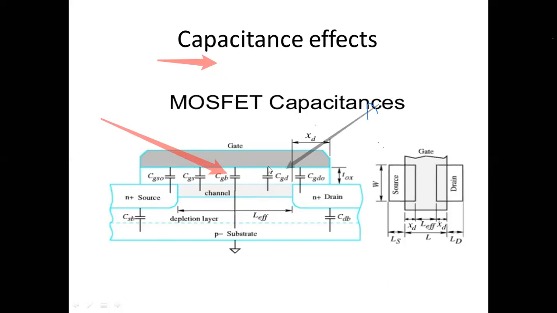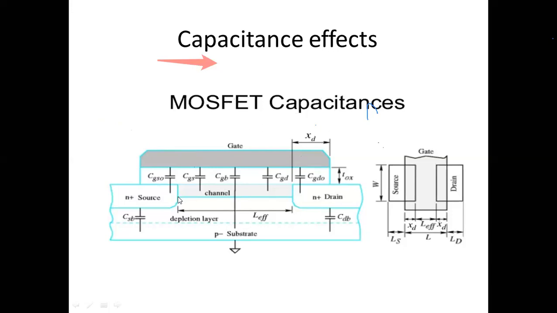CGD is the capacitance effect between the gate and the drain. CGS is the capacitance between the gate and the source. CGB is the capacitance between the gate and the substrate. Substrate is also known as body. CGB means the capacitance between gate and body. Now CGSO, what does the O mean?